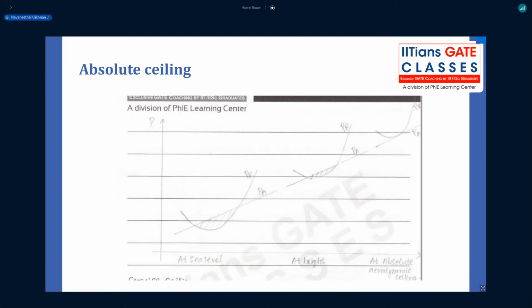We'll see what is absolute ceiling and what is service ceiling, then we'll move on to problems. As altitude keeps on increasing, it's just like a person being in his house. There is a roof. What happened? Yes, Ravi, you have some doubt.